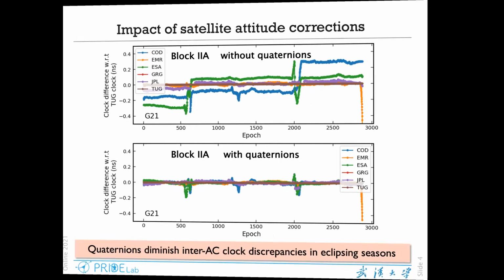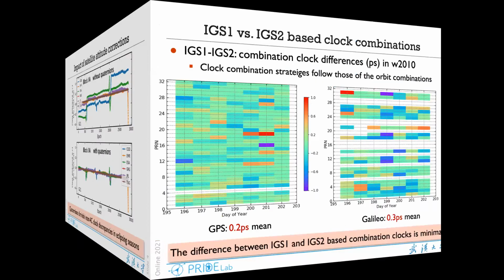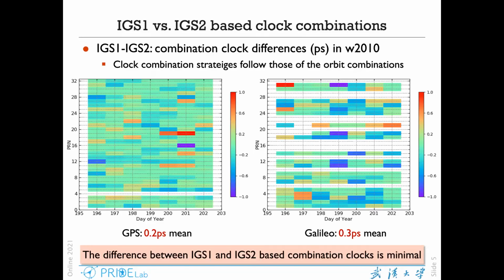Then we compare the IGS1 and IGS2 orbit-based clock combinations. Here we use the global weighting for the IGS1 orbits and the satellite specific weighting for the IGS2 orbits, to make the correct correspondence to Salim's strategies. But we use different weights for different ACs and for different satellites, which means we don't follow the weighting values of Salim's orbit combination.